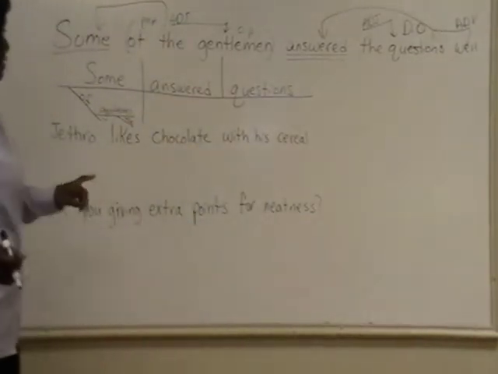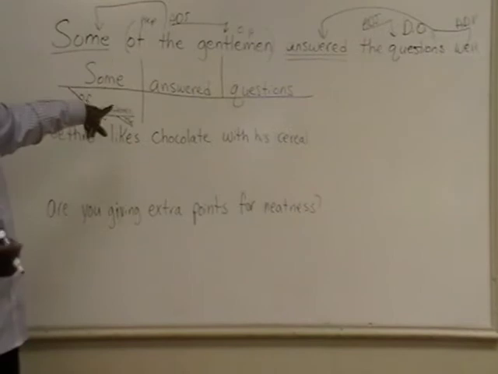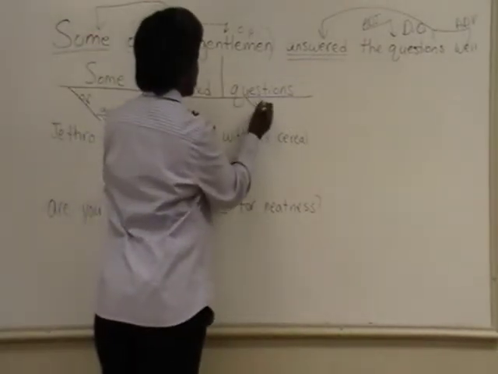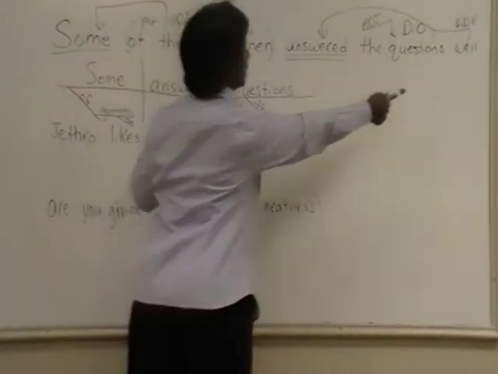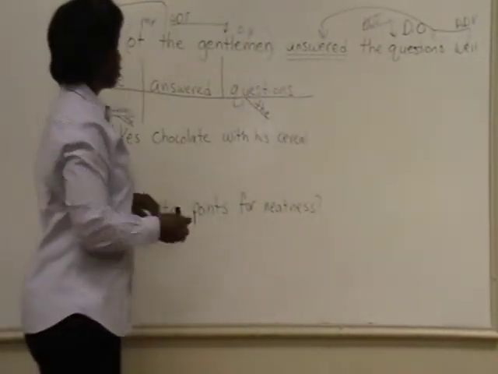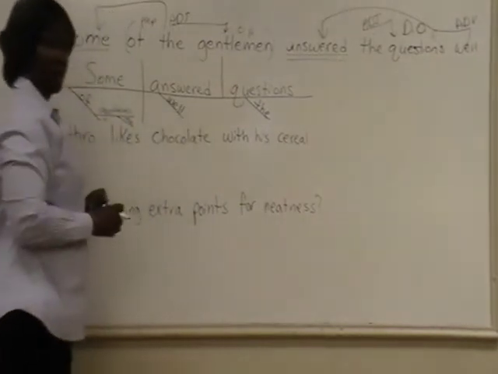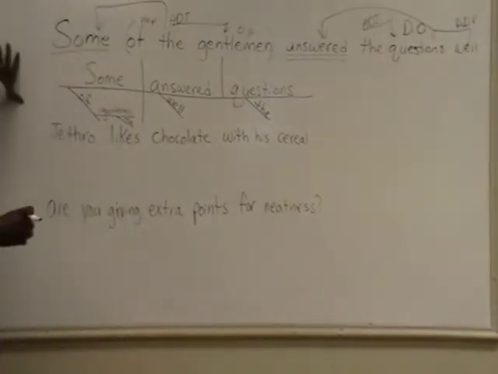Now which words are we missing? We've got "some of the gentlemen," we've got "answered questions." Now we need to put "the" under "questions." And then "well," we said, was modifying "answered," so "well" goes under here. That's how you analyze and diagram the first sentence.